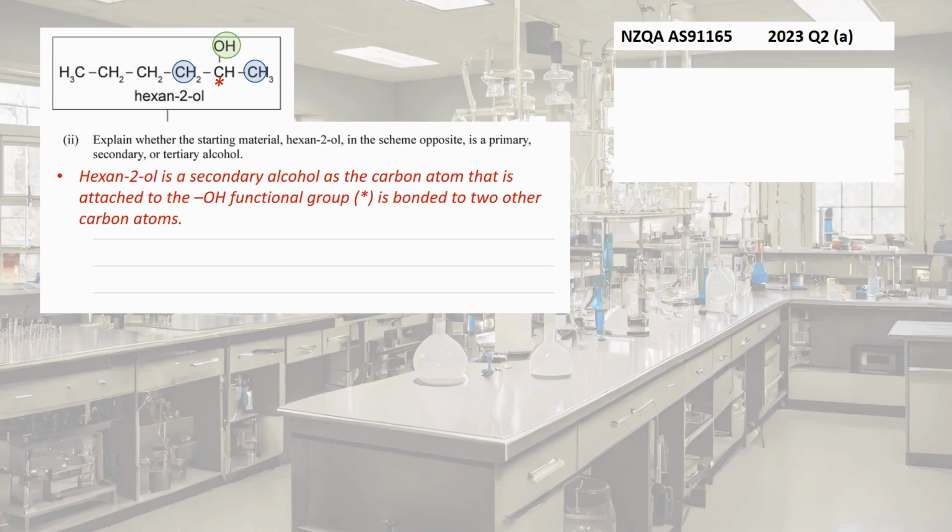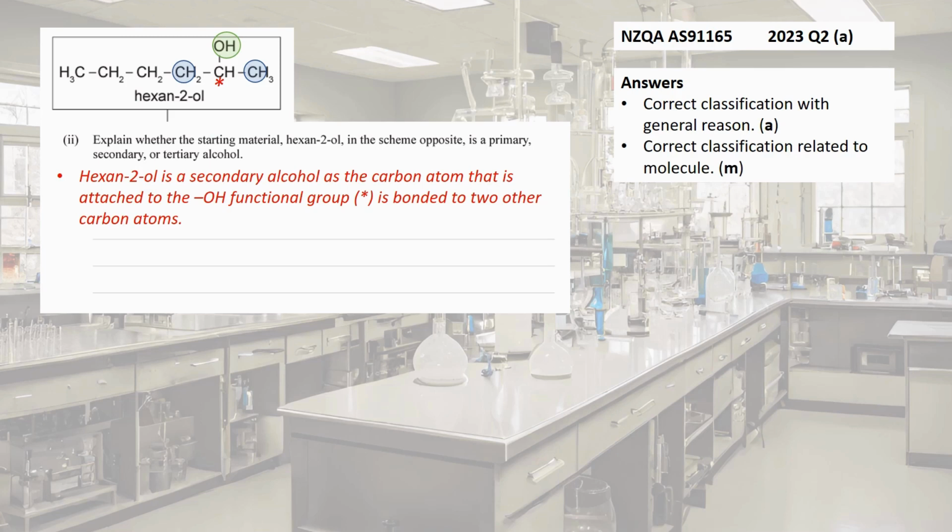Hexan-2-ol is a secondary alcohol as the carbon atom that is attached to the OH functional group, that's the asterisk one, is bonded to 2 other carbons. Wow, that was a really quick answer here, and we get an achieved and a merit if we've practiced these questions. Notice similar theme throughout all of these classification questions. If you practice them, you will do well at it.